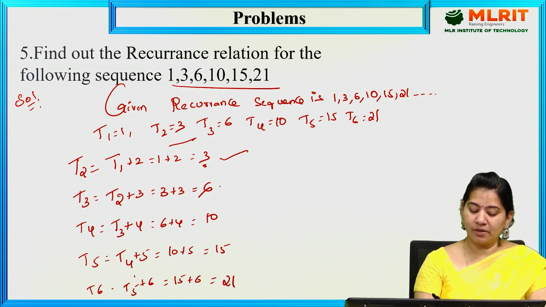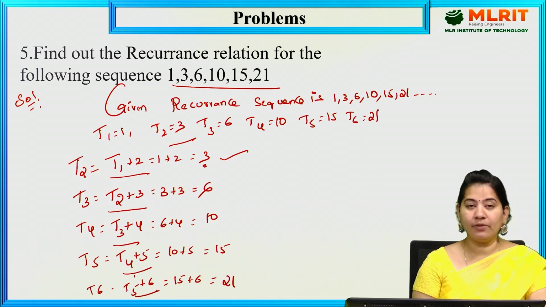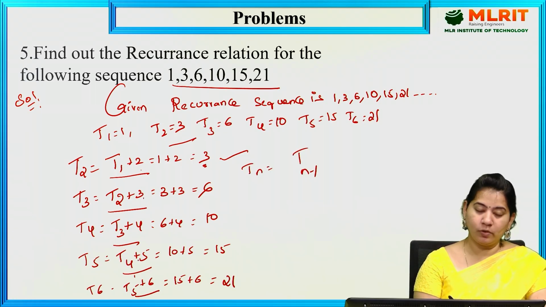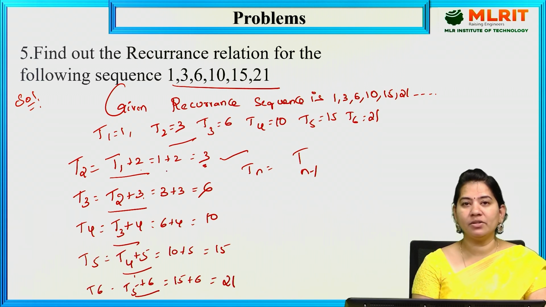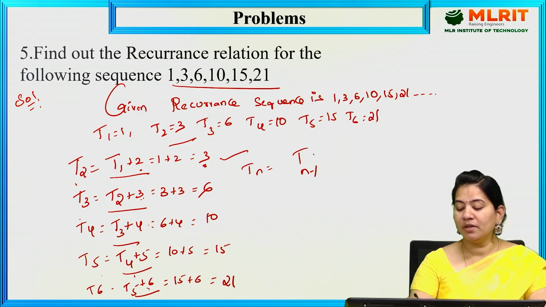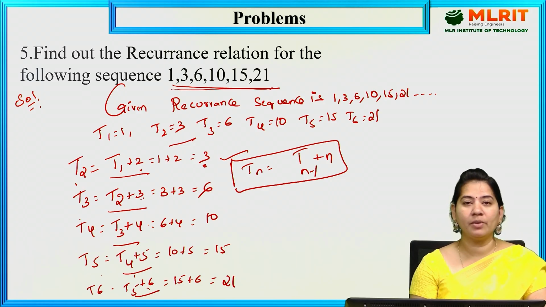So here if you observe, T1 plus 2, T2 plus 3, T3 plus 4, T4 plus 5, T5 plus 6. So this is nothing but Tn is equal to Tn minus 1 plus something. Then what is this 2, 3, 4, 5, 6? On what basis rule are you getting it? 2 is nothing but n equal to 2 value, n equal to 3, n equal to 4, n equal to 5. It means the same n values are repeating here. So then I can write n. So this is the recurrence relation generated from the given sequence 1, 3, 6, 10, 15, 21.